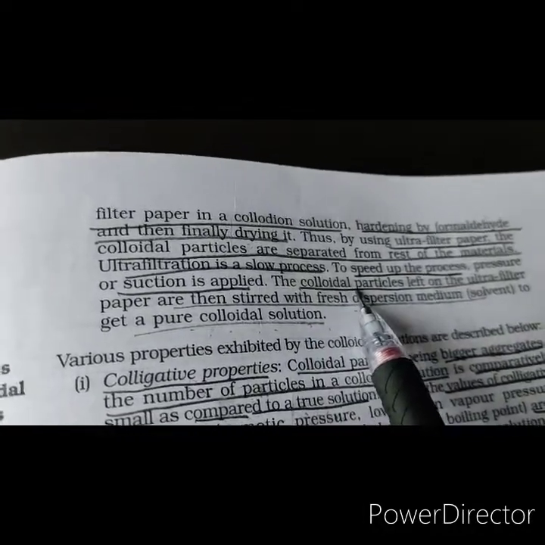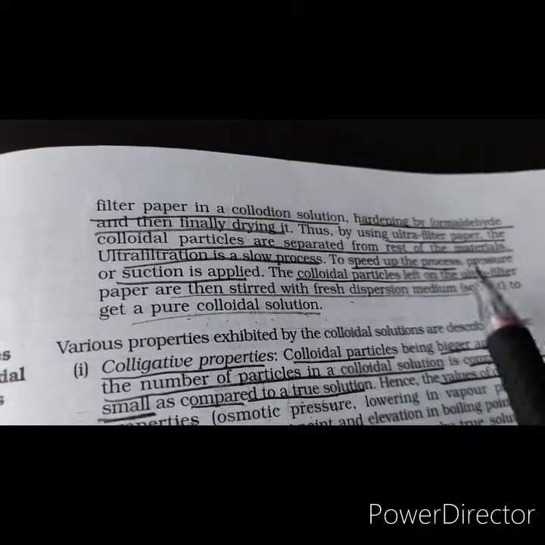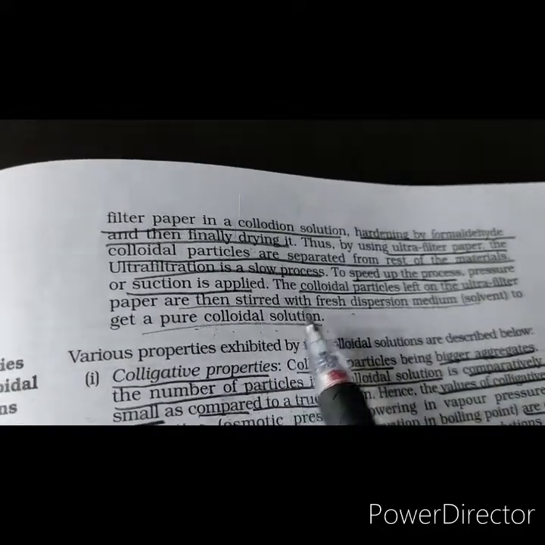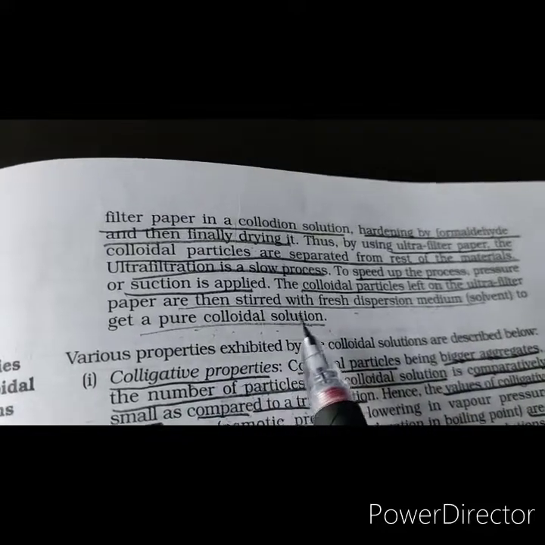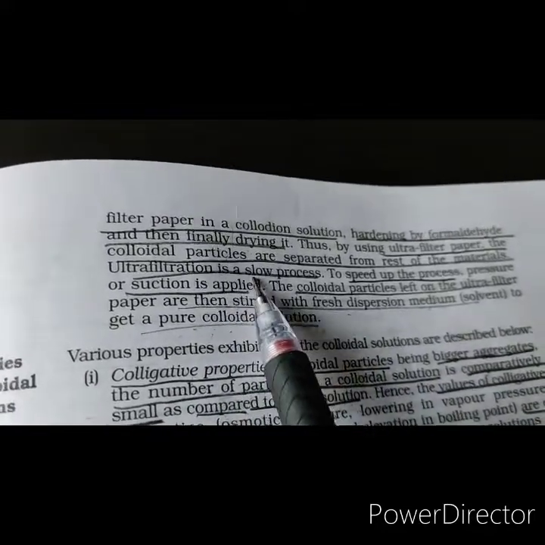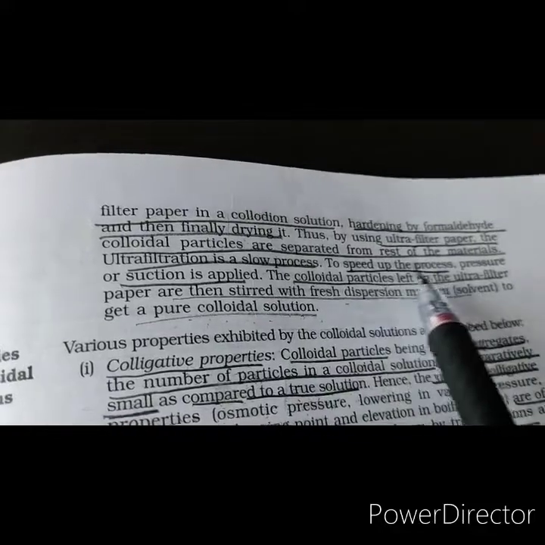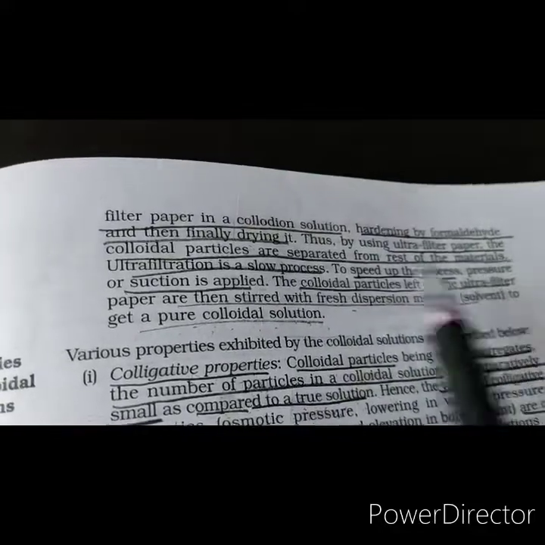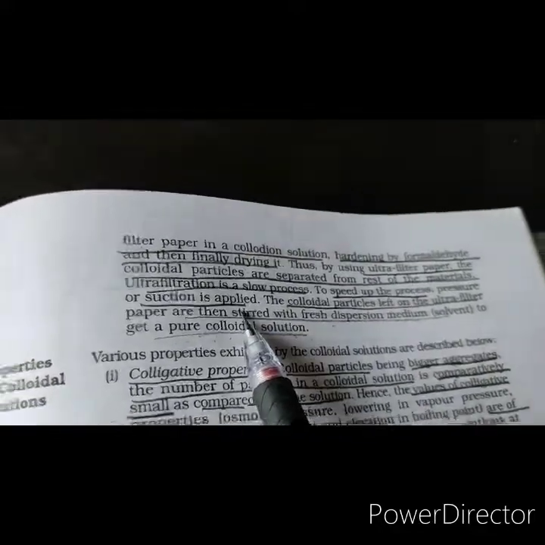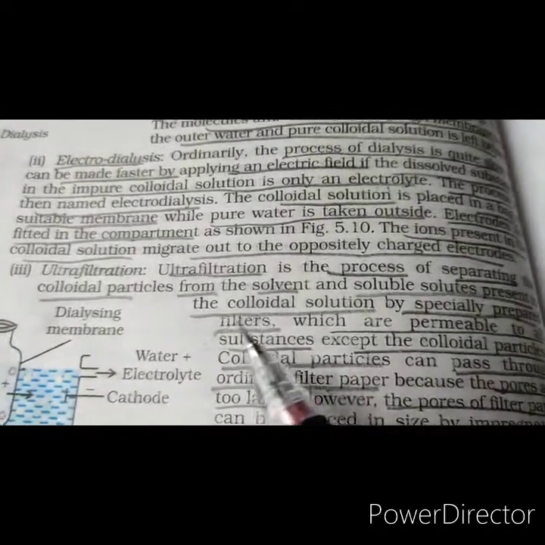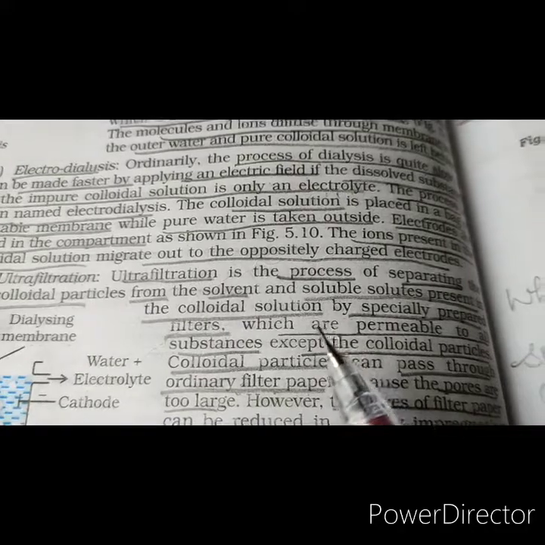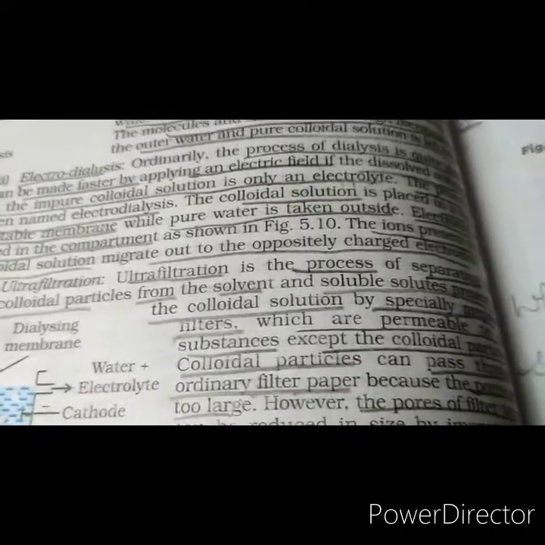The colloidal particles are left on the ultrafilter paper. They can be stirred again with fresh dispersion medium to get a pure colloidal solution. This is also a very slow process, and if we want to increase the speed, pressure or suction can be applied. Thus, in ultrafiltration, the colloidal particles are separated from the impurities.